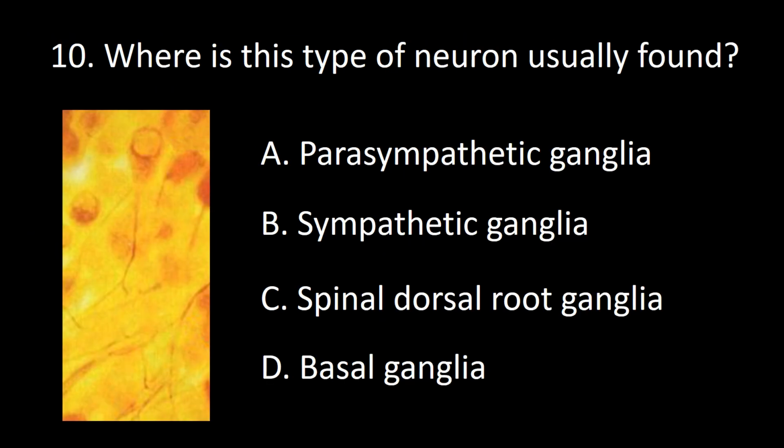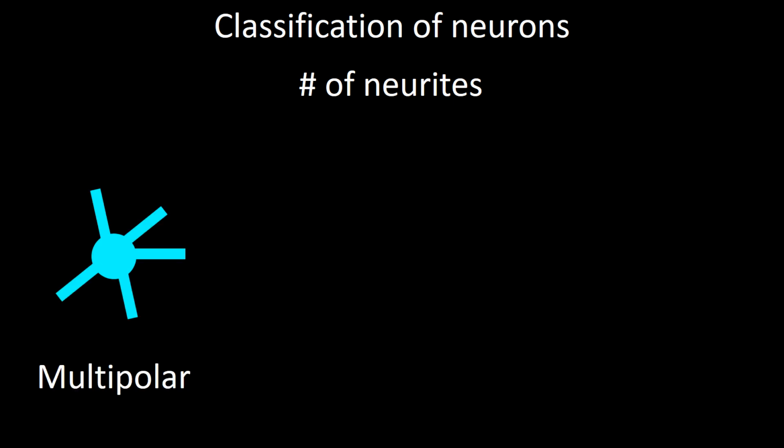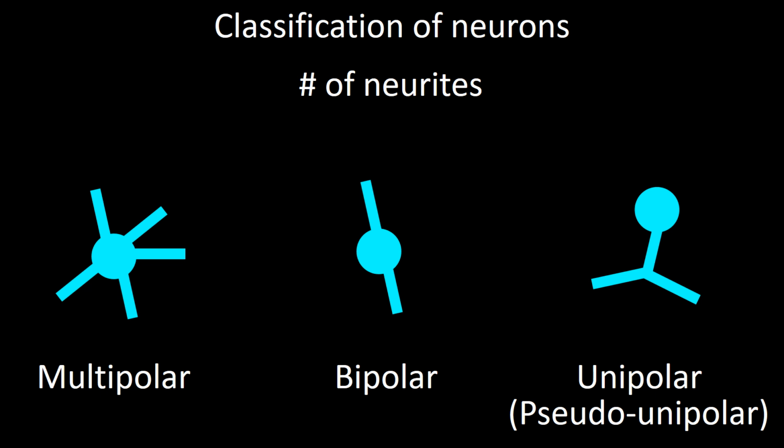Next question. Where is this type of neuron usually found? A. Parasympathetic ganglia. B. Sympathetic ganglia. C. Spinal dorsal root ganglia. D. Basal ganglia. Based on the number of neurites, neurons are classified as multipolar when they have more than 2 neurites emerging from the perikaryon, bipolar when they have 2 neurites coming out of the perikaryon, and unipolar when only 1 neurite emanates from the perikaryon.